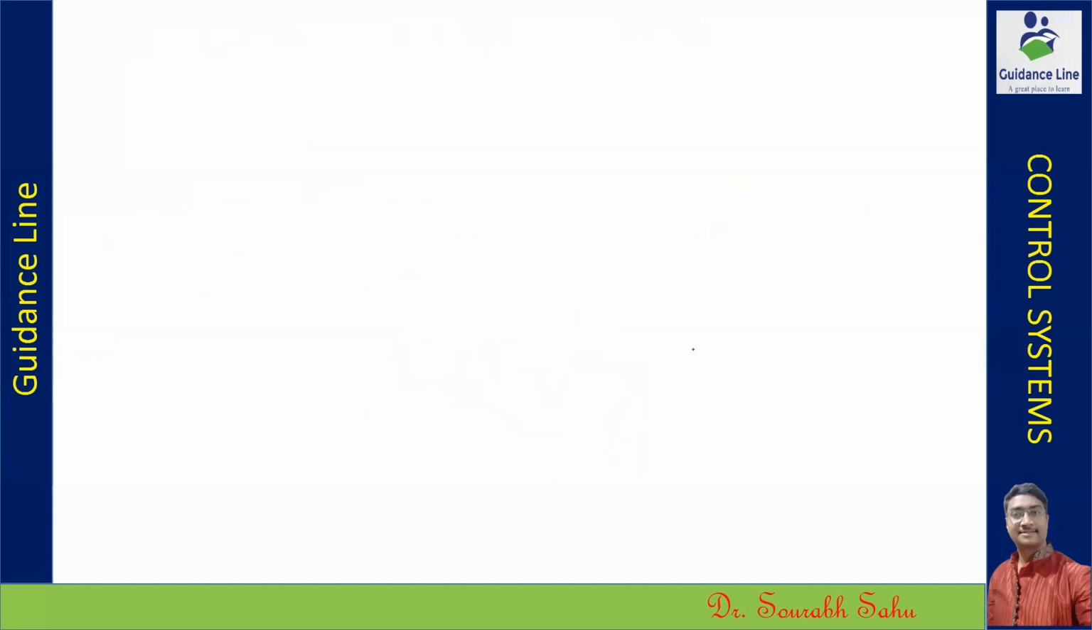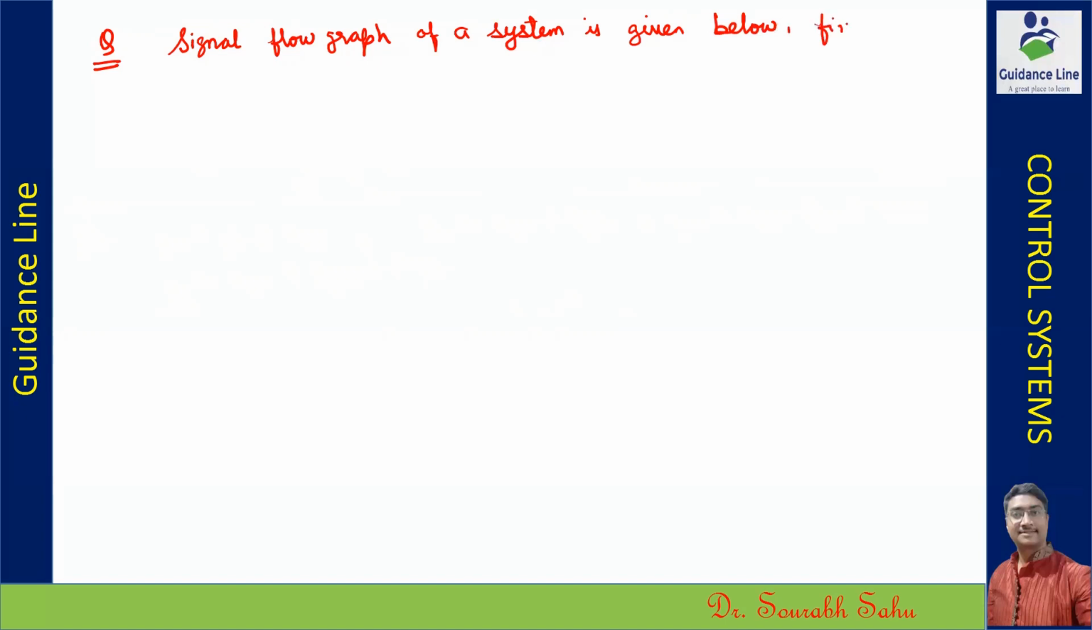Again let us take an example over here. Let us suppose I have been given one question, and in that question we have a signal flow graph. The question is: the signal flow graph of a system is given below. Find the transfer function.